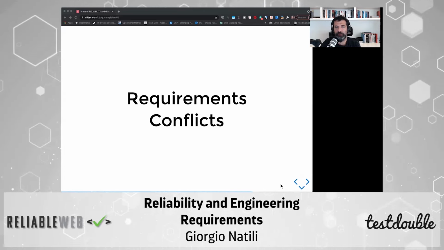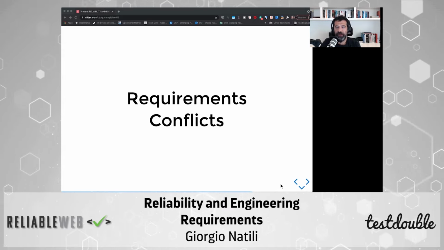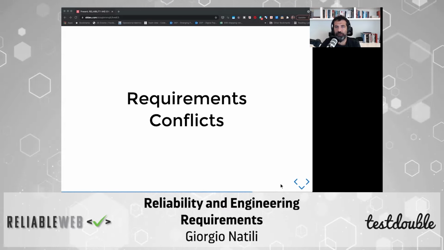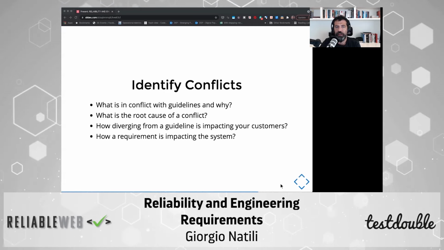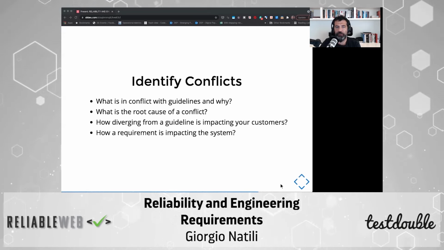What is a requirement conflict? A requirement conflict is when two stakeholders have a different point of view and don't have an agreement. How is it possible to identify conflicts?